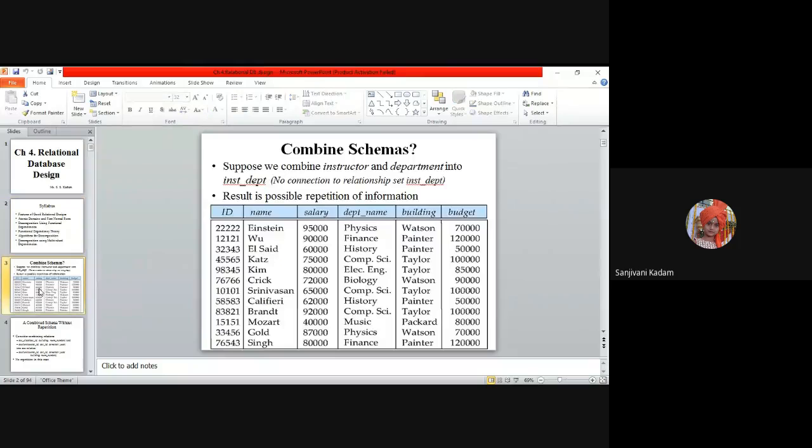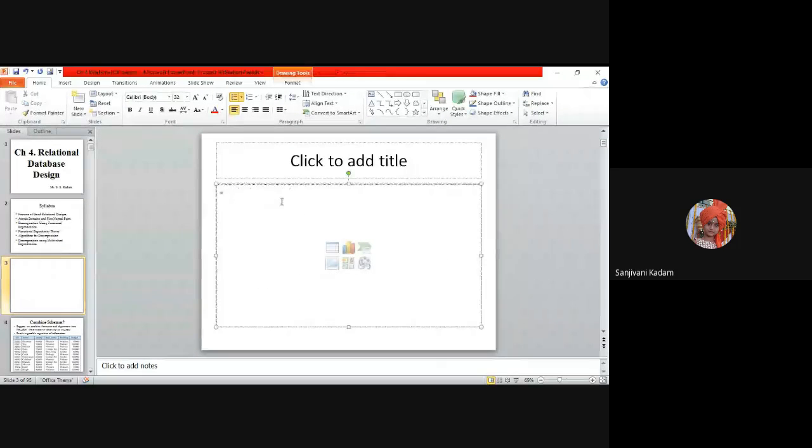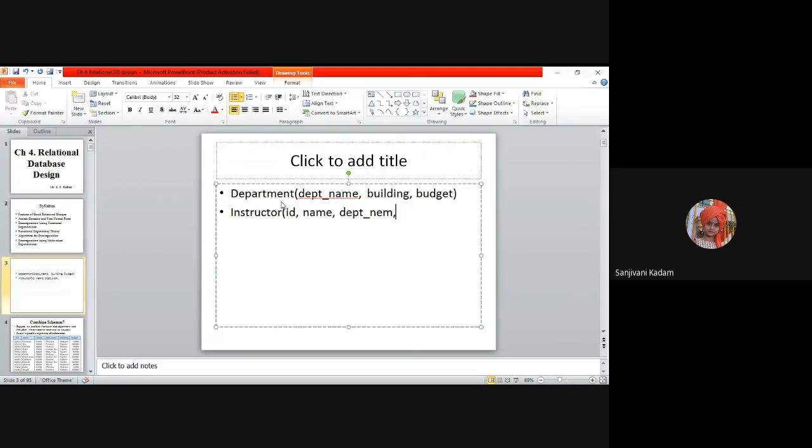For this purpose, we have taken a schema where we combine the instructor and department relations together. In the department relation, I have the department name, the building in which the department is located, and the budget, which means how much budget is allocated for the department. In the instructor relation, we had the ID of the instructor, name of the instructor, department name of the instructor, and salary.